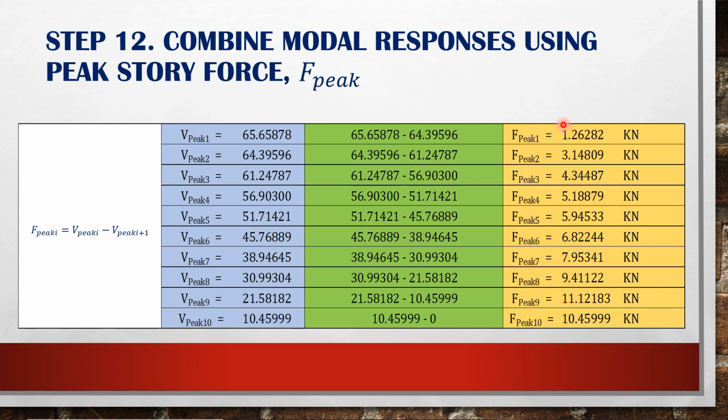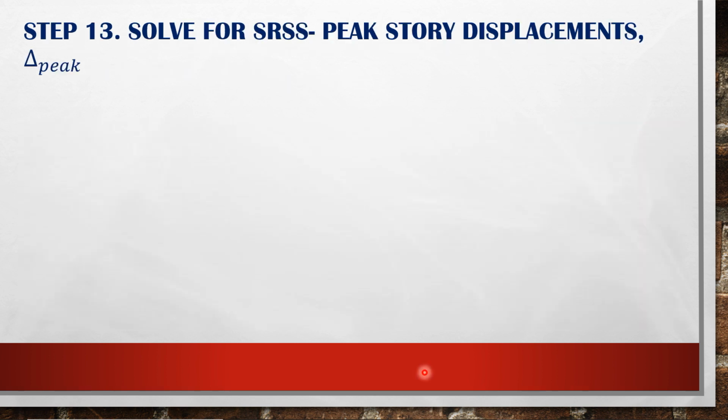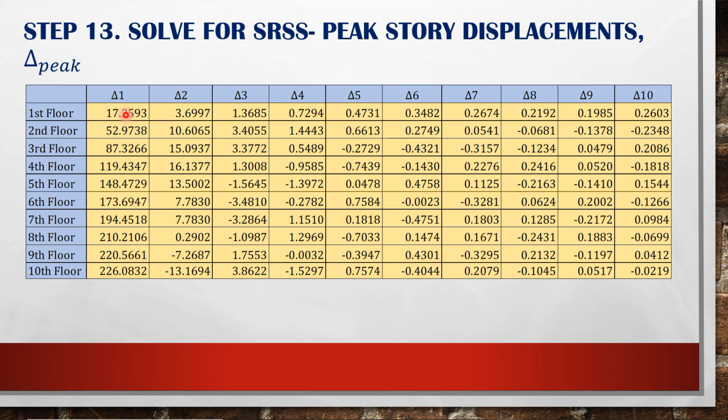Step 13. Solve for SRSS peak story displacements. So, delta peak ang hanapin naman natin dito sa step 13. So, ano yung given? Kailangan natin yung modal displacements, no? Na nakuha natin kanina sa previous steps. So, for mode 1 first floor, the modal displacement is 17.2593. Mode 2 first floor, 3.96997 and so on and so forth. So, sa dulo, no? Mode 10th floor, negative 0.0219. Yan. So, gagamitin natin ito in solving our peak story displacement, no?